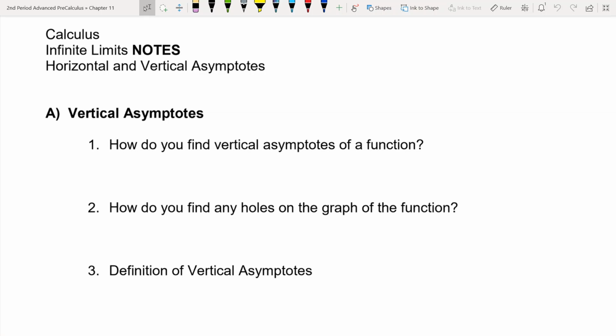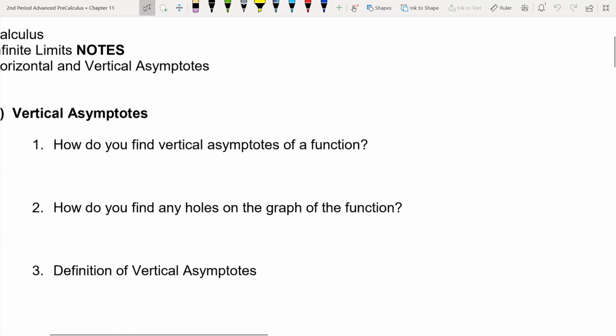Now we want to start looking at horizontal and vertical asymptotes from the limit perspective. This should be very intuitive if you have worked with asymptotes previously and are pretty familiar with them. So I'm going to start by doing a quick review of this so that we're on the same page, and then we're going to work through this.